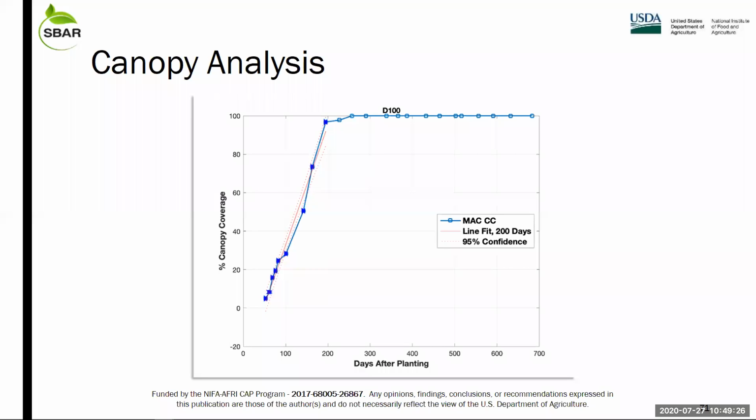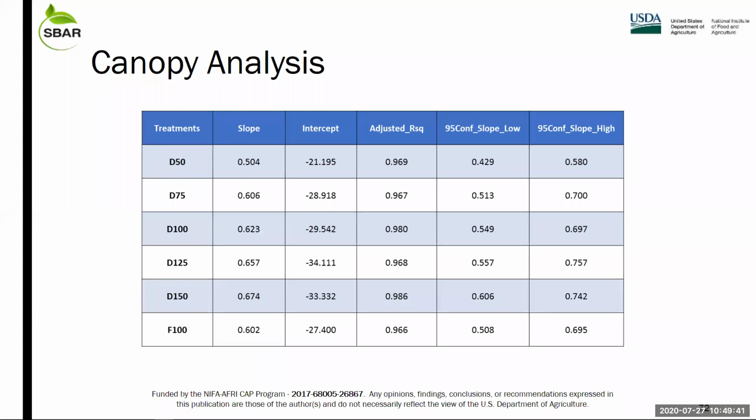So I've also included a 95% confidence interval there, and we did these calculations for every single one, D50 to D150, including F100, and then looked at how well they fit. Next slide. So for the sake of brevity, here's a quick overview.